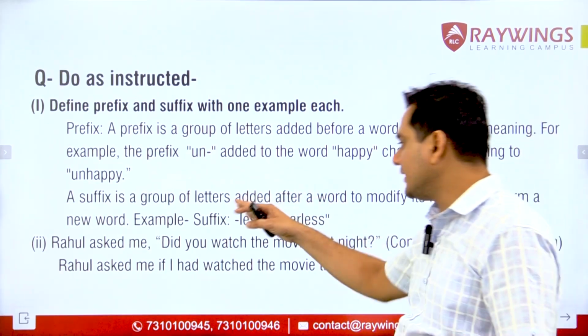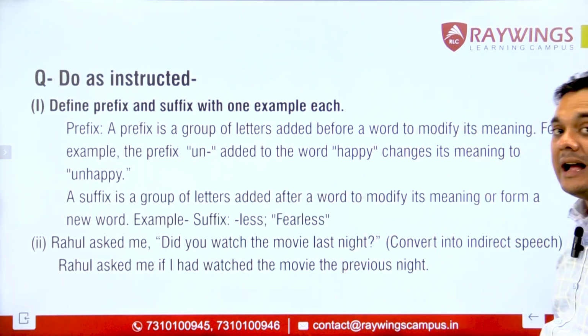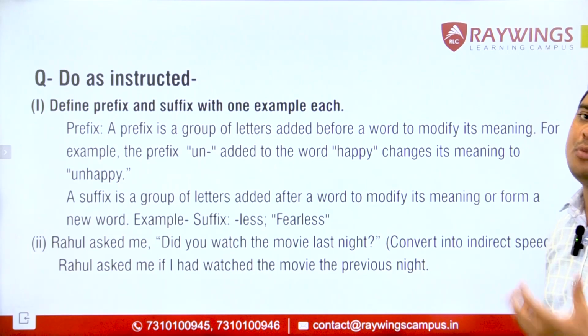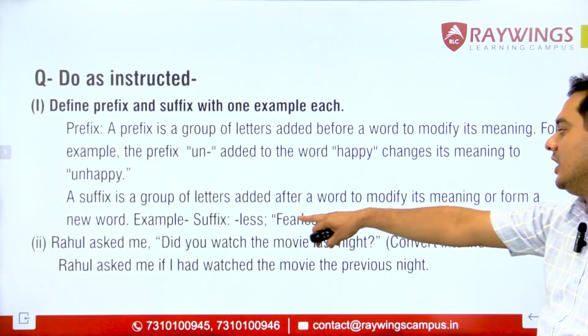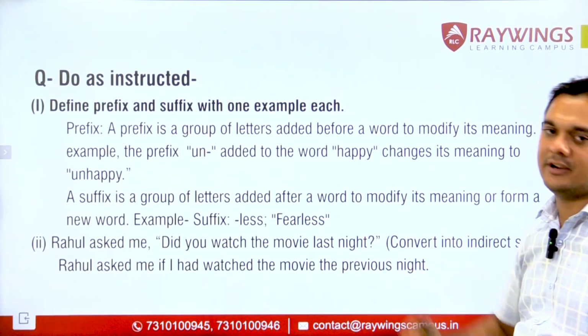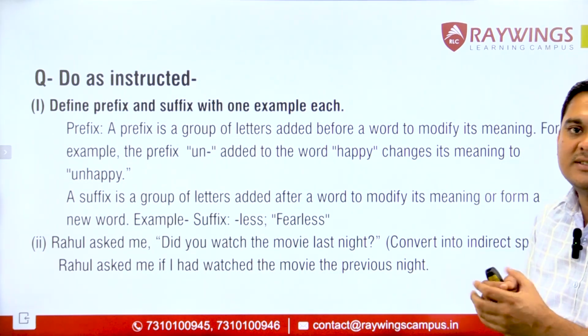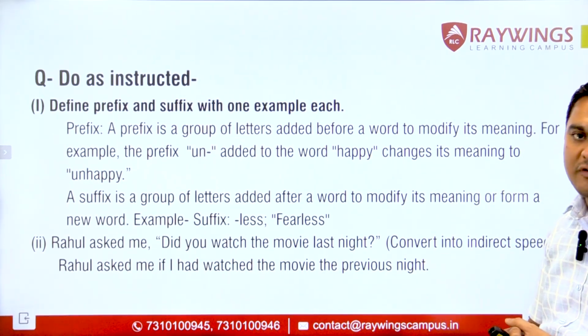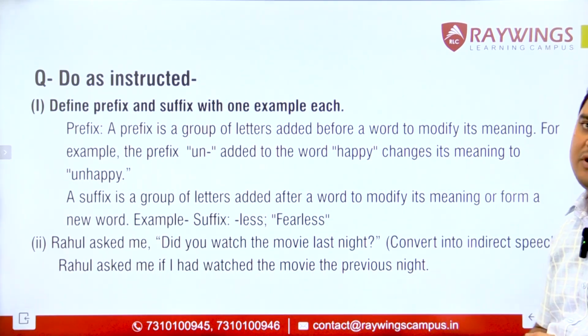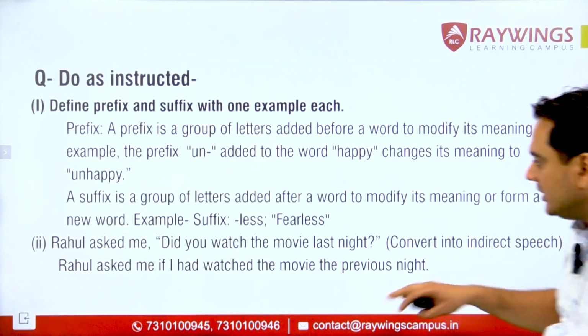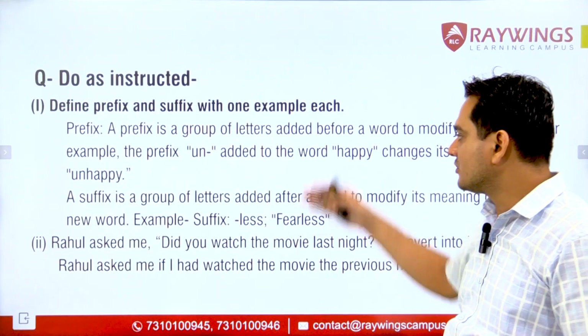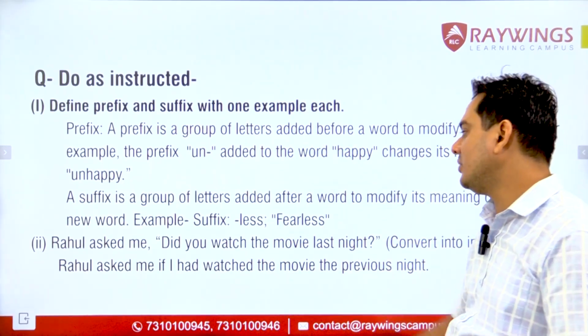Now suffix is another group of letters added at the end of the word in order to modify its meaning. For example, if we add less to fear, it becomes fearless. Fear is something which is very frightening, or when we are frightened or scared of something, and fearless is just the opposite. We are not scared or frightened of something, so it completely changes the meaning. So this is what prefix and suffix is all about.